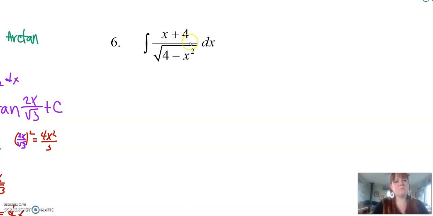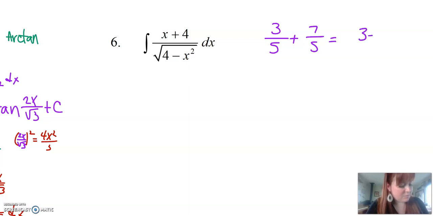So let's go ahead and try to split this into two fractions, because remember, I know this is going way back, but if you have 3/5 plus 7/5, that equals (3 plus 7)/5, right? So I can go backwards. I can split a fraction. If I have something that looks like this, I can split it, as long as I keep the denominator intact. So we're going to do that.